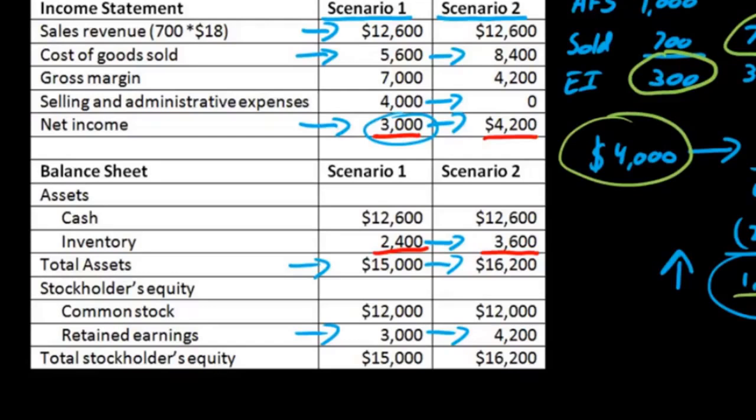Now, just because it reverses out doesn't mean it is not important. Maybe there's some incentive package such that 10% of the net income will be paid out to the managers in the form of a bonus. And so in scenario one, 10% of these 3,000, the managers would get 300 in bonuses. And in scenario two, they get $420 in bonuses. So if the managers are really concerned about their bonus this year, then there is an incentive to manipulate the financial statements by misclassifying the cost.